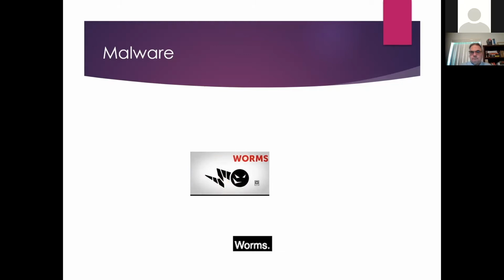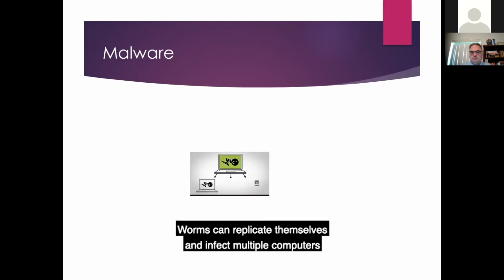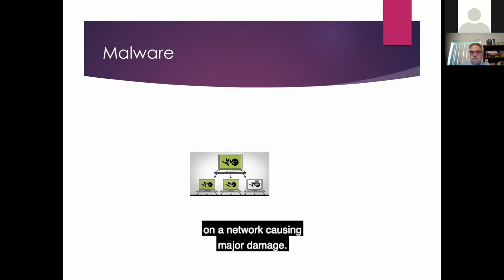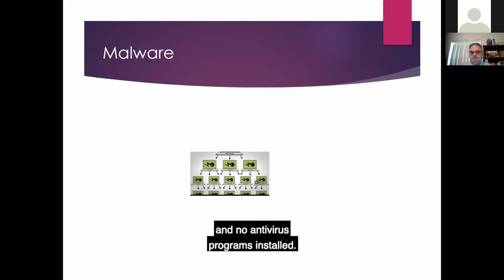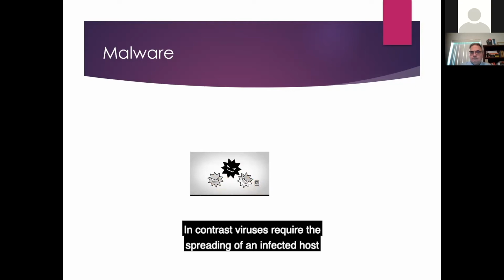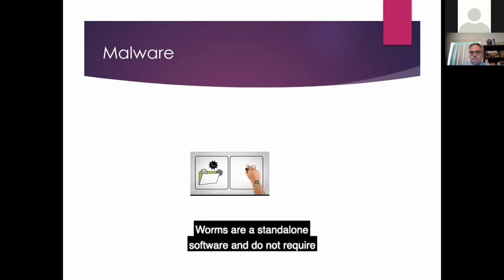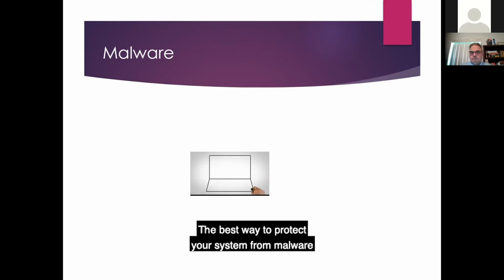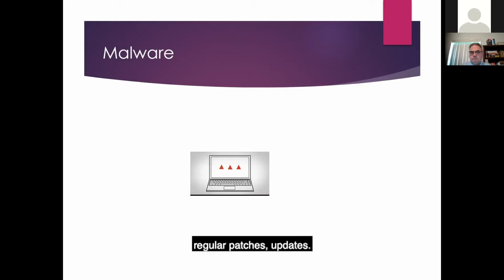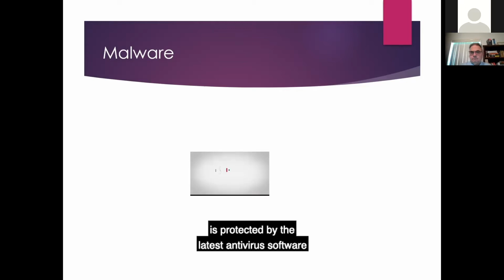Worms. Worms can replicate themselves and infect multiple computers on a network, causing major damage. Network worms often use computer networks to spread, slowing down traffic and relying on security failures such as outdated operating systems and no antivirus programs installed. In contrast, viruses require the spreading of an infected host file. Worms are a standalone software and do not require a host or human help to spread. The best way to protect your system from malware is to keep your operating system clean by downloading regular patches, updates, and making sure that your computer is protected by the latest antivirus software from a trusted vendor.